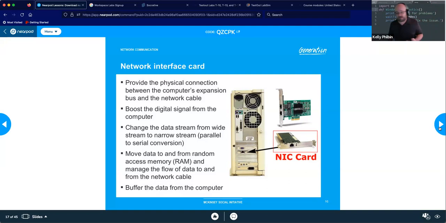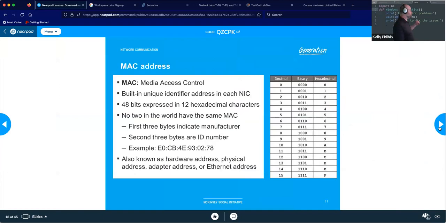Many computers have more than one NIC in it. Each NIC has its own sort of social security number. And that is called the MAC address, or Media Access Control. It is a unique address to each NIC, and it is a 48-bit expression that is shown in 12 hexadecimal characters.